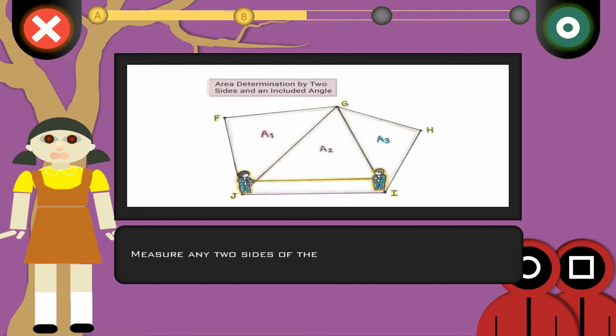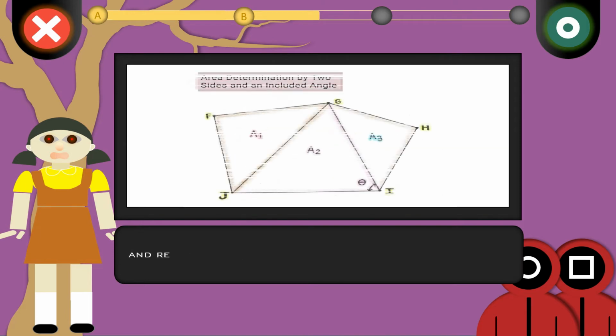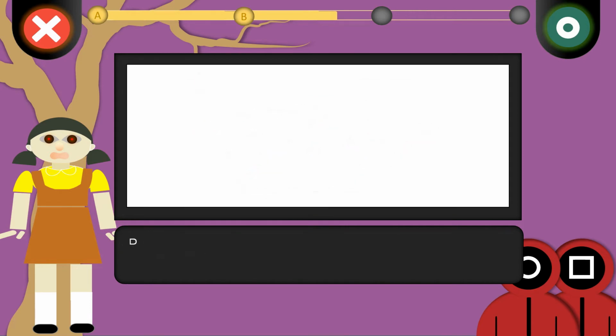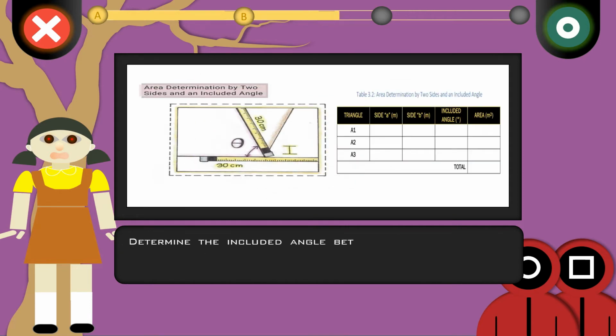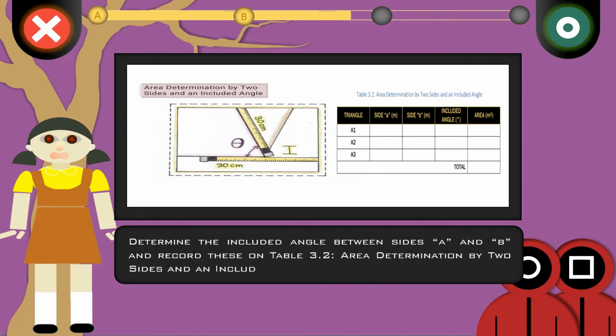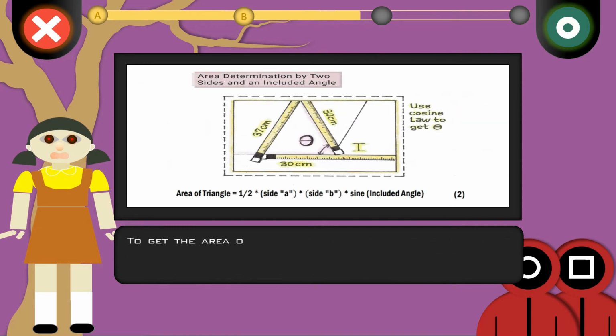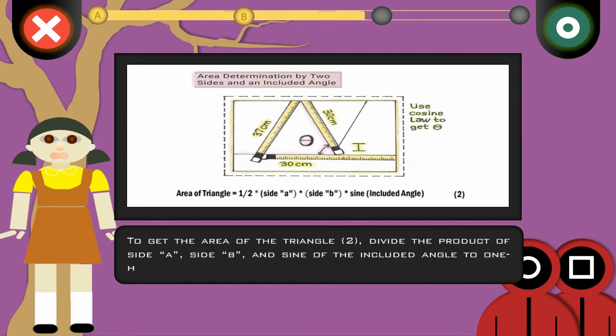Measure any 2 sides of the first triangle chosen, and record these measurements as sides A and B. Determine the included angle between sides A and B and record this on table 3.2, area determination by 2 sides and an included angle. To get the area of the triangle, multiply 1/2 by the product of side A, side B, and the sine of the included angle.